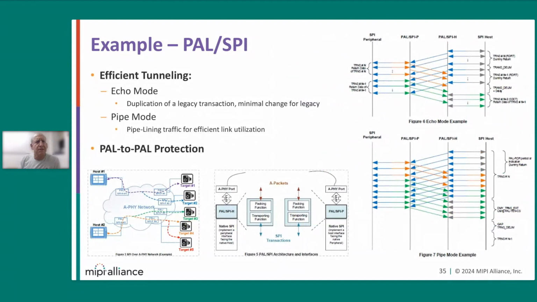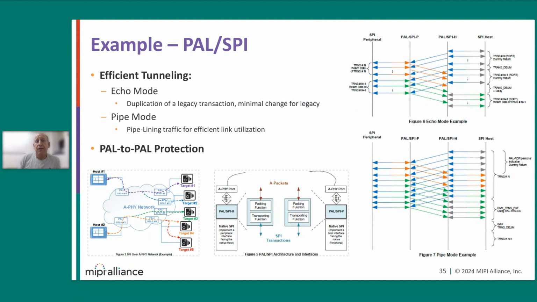Yeah, this is the last example of the PAL, SPI, that also provides two modes to handle the trade-off, again, of the efficiency of throughput usage over the link versus the amount of change that is required to support it.